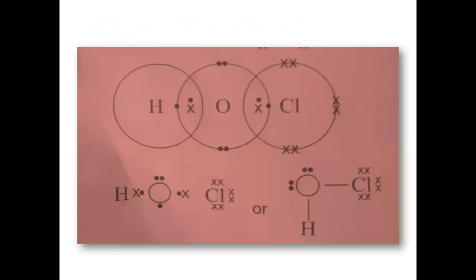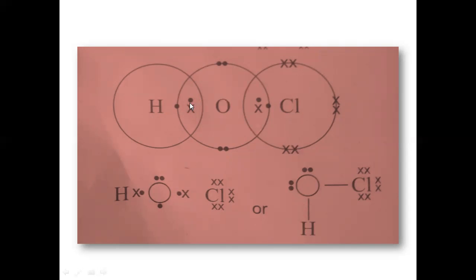For the hypochlorous acid, you can see oxygen is in the middle. It has 6 electrons in the outermost shell and needs 2 electrons. So it will share 1 electron with hydrogen and 1 electron with the chlorine at the other side. In this way, the electrons in the outermost shell will be completed. Like you can see 1, 2, 3, 4, 5, 6, 7, 8. 8 electrons are in oxygen now and 2 electrons in hydrogen, and you can see 1, 2, 3, 4, 5, 6, 7, 8 for the chlorine.